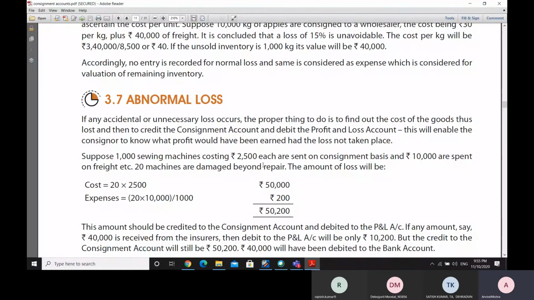By doing this, a reversal entry is being made, by which we are trying to understand how much our profit margin is on the consignment business after neglecting the abnormal loss.